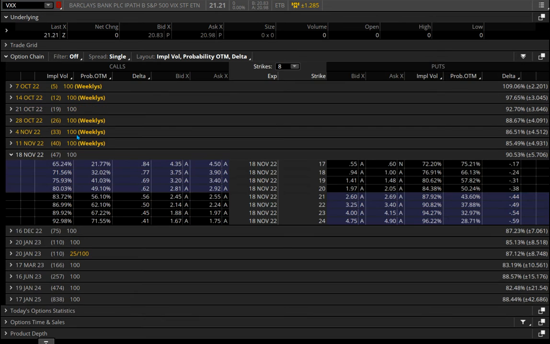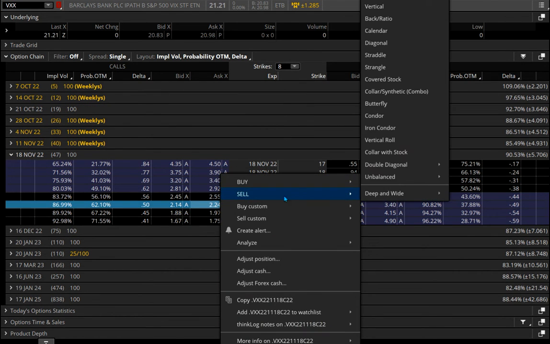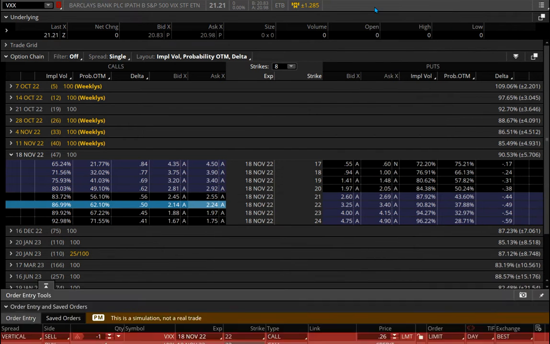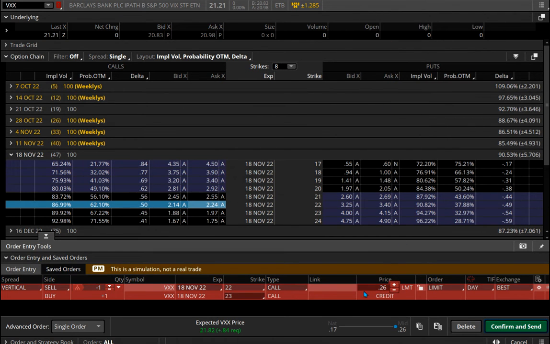Same thing, we're going to go right here. We're going to sell one strike above at the 22 strike. And if I sell that vertical, look at that. I'm only going to collect maybe 26 cents. So less than half of the SPY. And that's what I mean by volatility trades cheap.